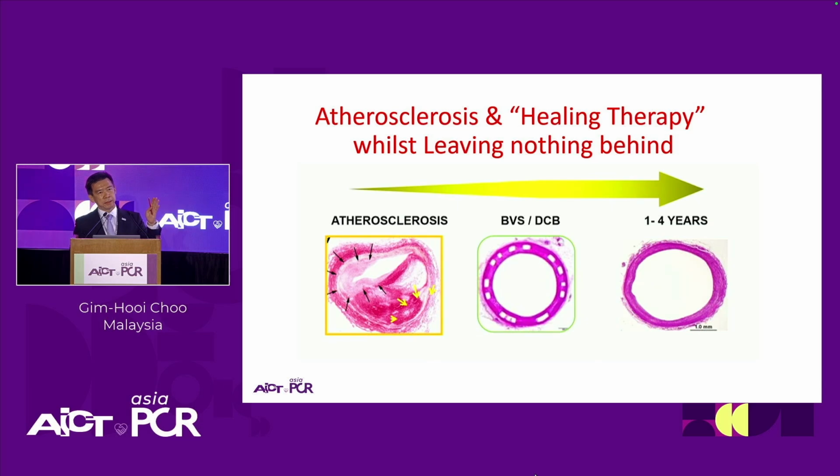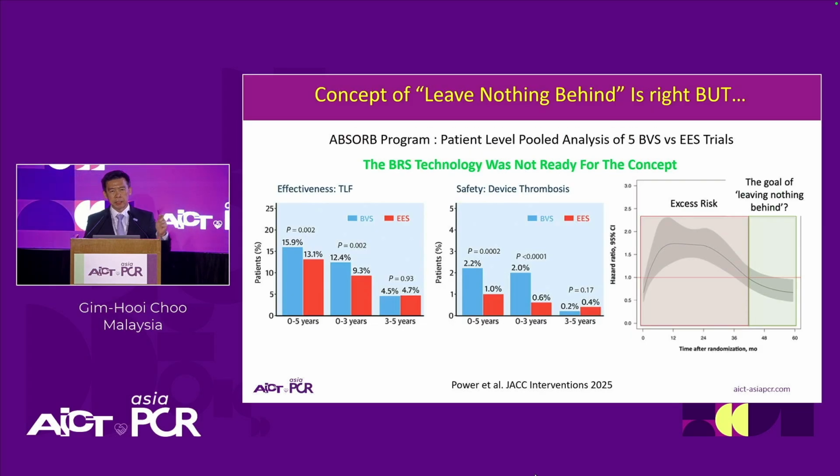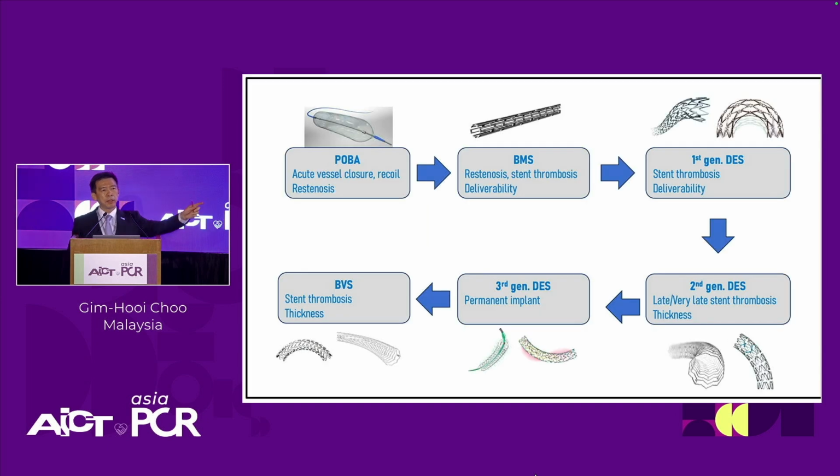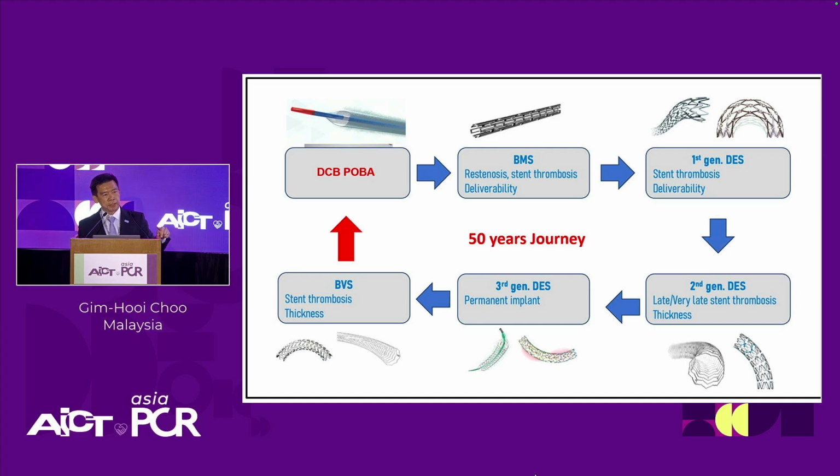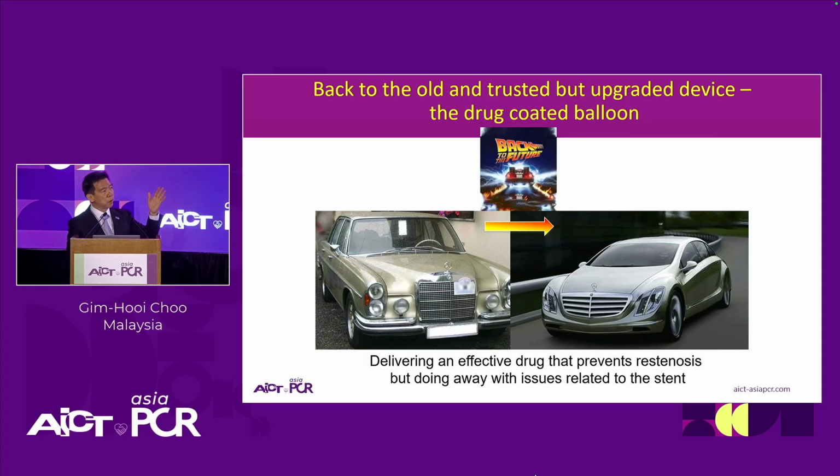So what we want is a therapy whereby whatever we needed will be gone after a few years, and we have nothing left behind. So that concept was right, and we thought we got the right track. We had BRS, but the BRS technology wasn't ready. Because we saw there's worse outcome, TLF, as well as more device thrombosis in a 3-year follow-up. So we've gone a full circle from balloon angioplasty, DES, BRS, and now back to DCB, POBA. But it's actually a DCB POBA. It's back to the old device, but it's an upgraded Mercedes-Benz.